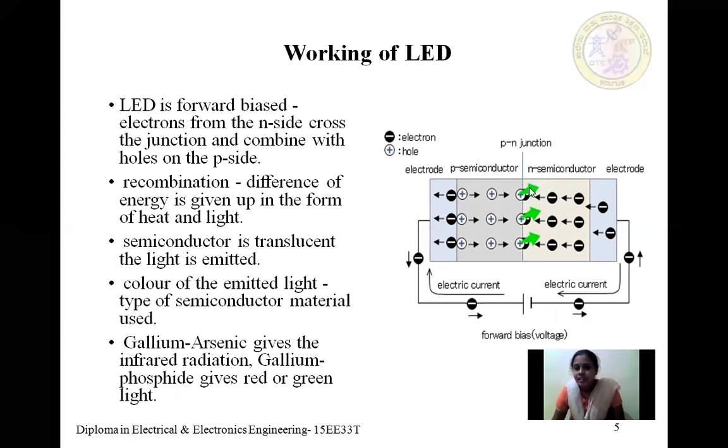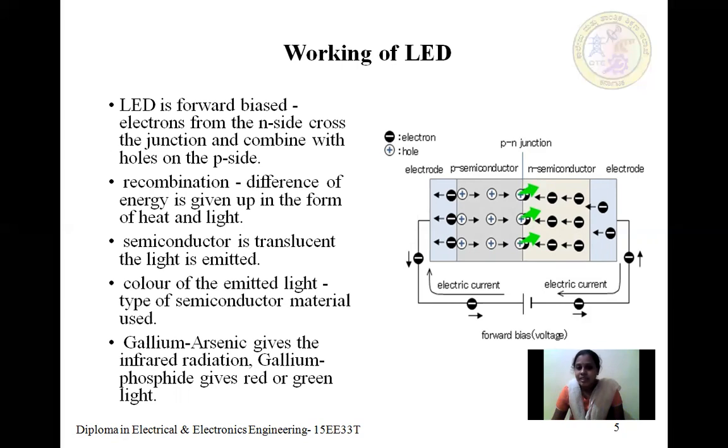This green color is the light emitting from this junction. The semiconductor is transparent. When the semiconductor is transparent, light will be emitted.